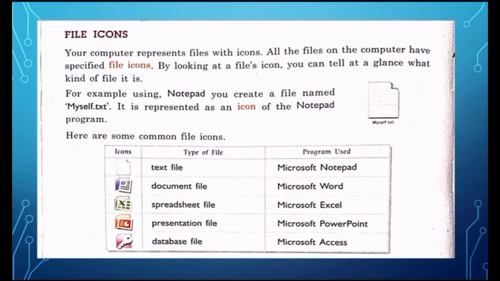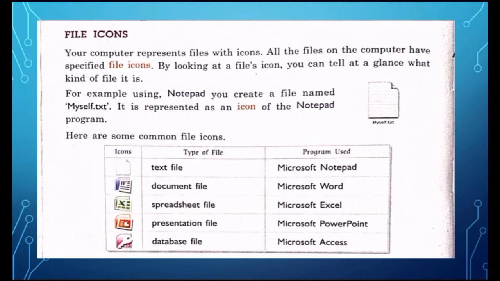Okay, for example, using Notepad you create a file named myself.txt. It is represented as an icon of the Notepad program. Okay, myself.txt, the txt means it is a file with the icon of the Notepad program. Okay, here some common file icons are given.